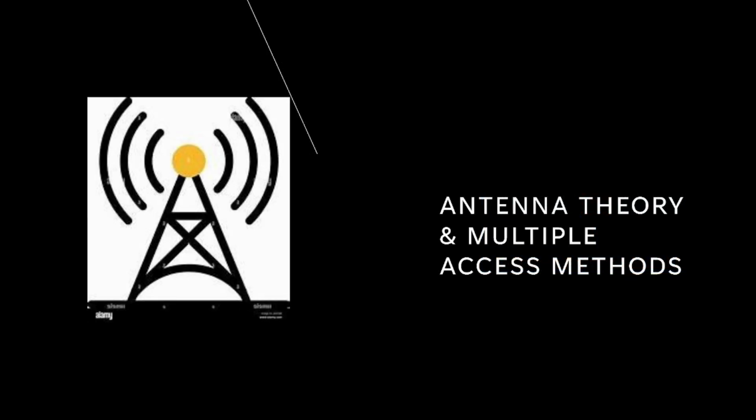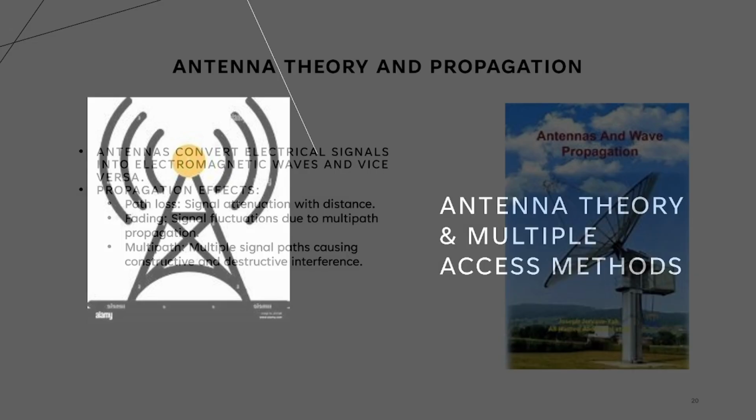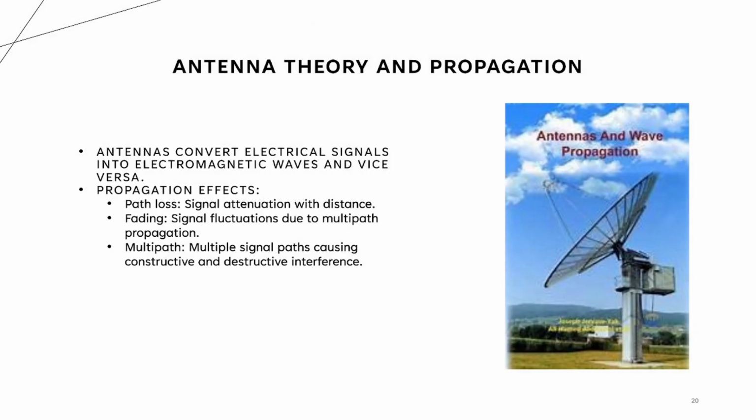Then we move to another main topic called antenna theory and multiple access methods. Then we talk about antenna theory and propagation. An antenna converts the electrical signal into electromagnetic waves and vice versa, facilitating wireless communication. During propagation, signals experience various effects that impact their strength and quality.